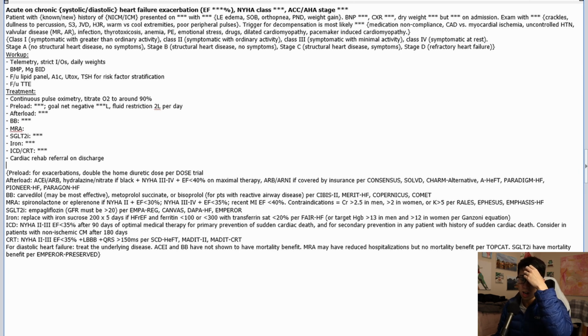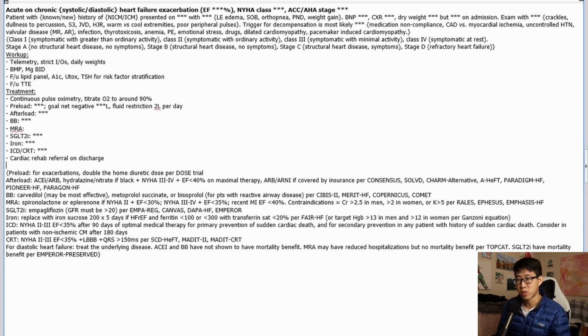For MRAs, spironolactone is what we typically start. But eplerenone, honestly, if the patient's insurance covers it, you should just start them directly on eplerenone. It has less side effects. But this is anybody with usually an EF less than 35%. And contraindications are if they have a high creatinine or high potassium. And this is based off these trials, the RALES, EPHESUS, and EMPHASIS-HF trials.